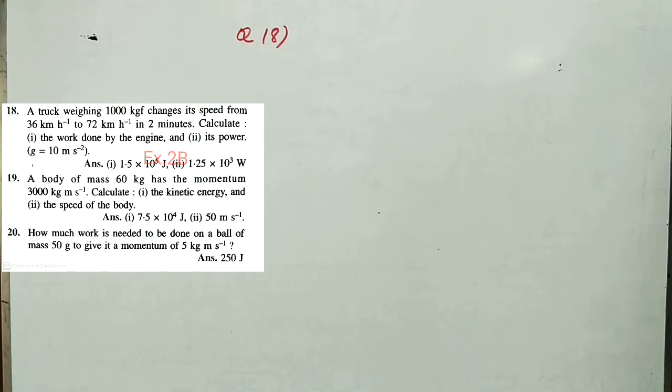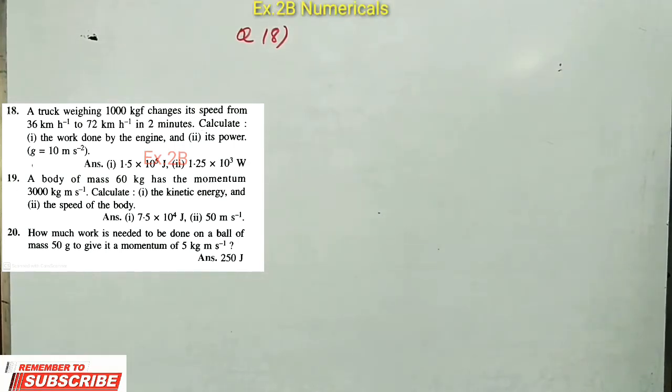Today we are at the last part of numericals of exercise 2B of your ICSE Concise Physics textbook. These types of problems, especially problems based on work energy theorem, kinetic energy and power, have got more chances of being asked in the board examinations. So please watch the video till the end, understand the problem and practice the problem with me. Let us start with question number 18.